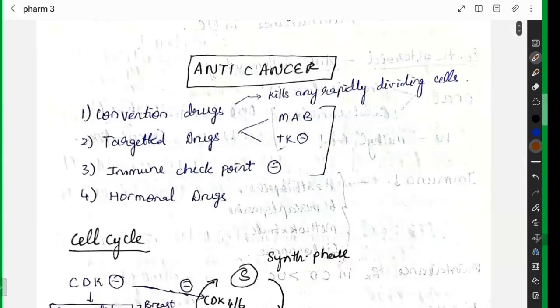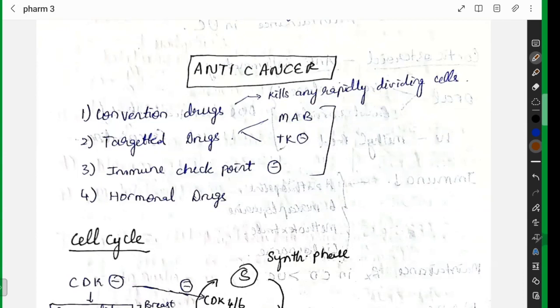So how are you going to inhibit the production of new cells? Either you can go for conventional drugs that directly kill your dividing cells, or you can specifically target with some drug. What are the drugs? Either you can give a monoclonal antibody against the production of any cell, or you can inhibit the protein kinase.